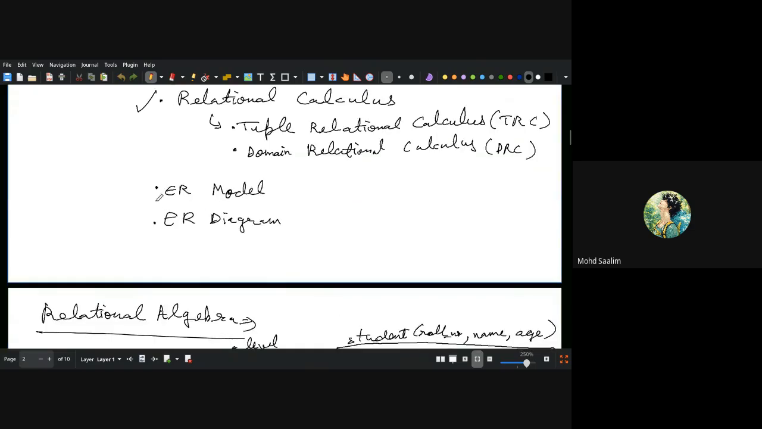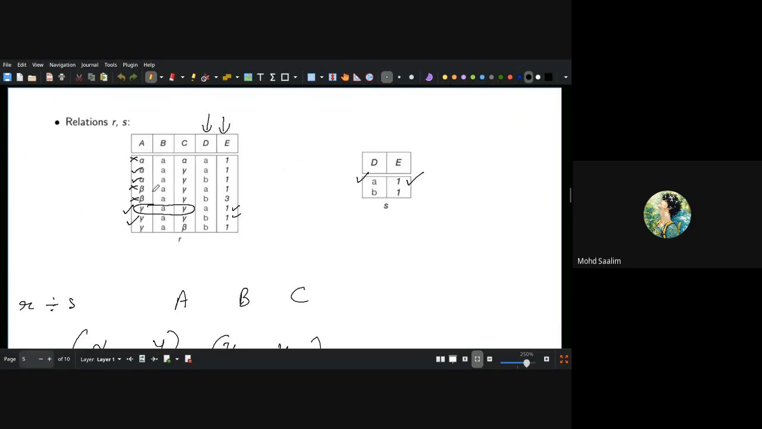We will just see some terms related to ER model. We will understand what is an entity, what is a relationship, and what is ER diagram, and in what situations we use them, why we are learning it. Okay, so yeah, let's jump onto it.